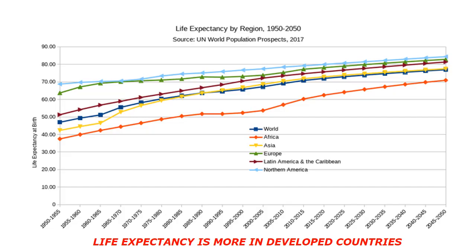Here we can see the life expectancy from 1950 to 2050. It's from the United Nations World Population Prospects, 2017. We can see the lowest one is the African region, which is always low, and the top one, in blue, is the North American region, which is highly developed, consuming more animal origin protein and having a higher life expectancy. So there is a clear correlation that life expectancy is more in developed or affluent countries because of better food and better quality of protein, especially of animal origin.